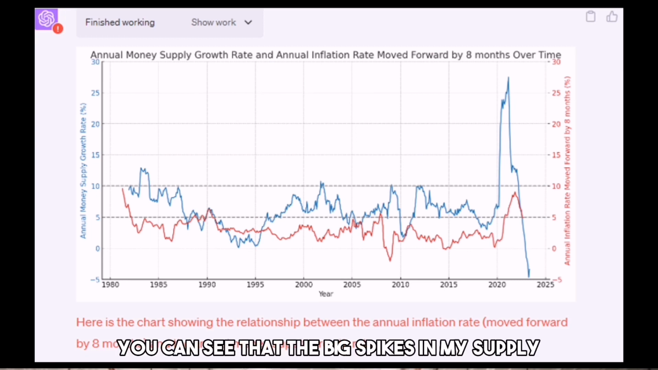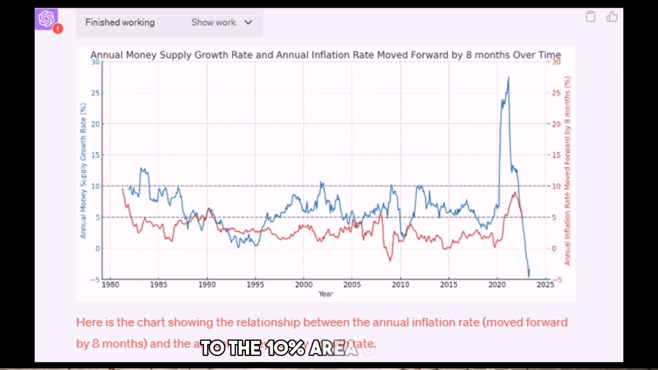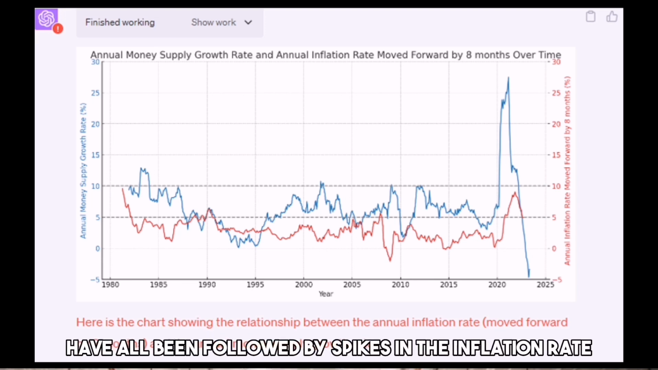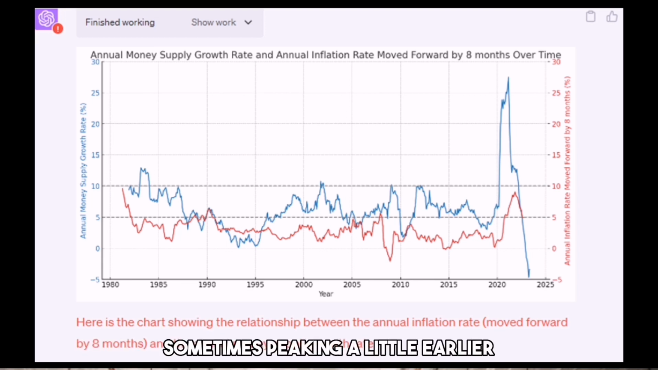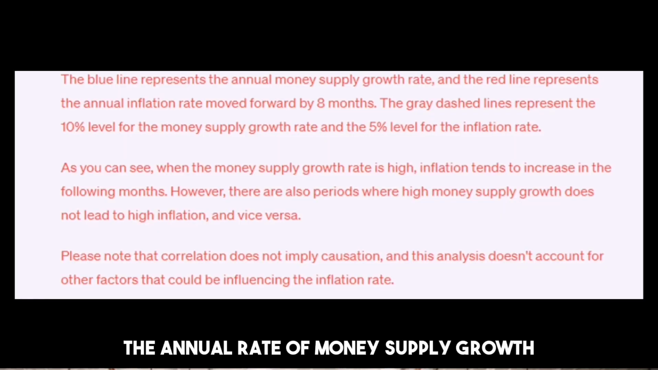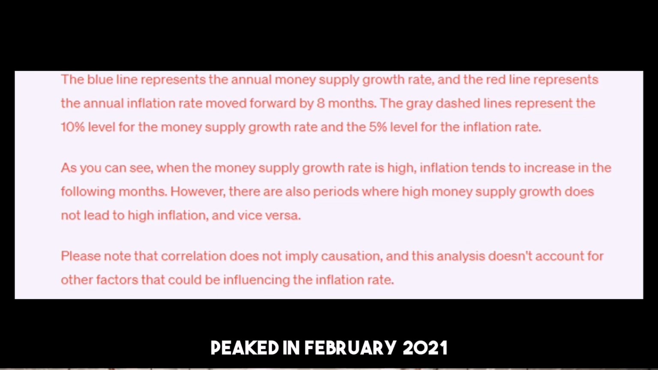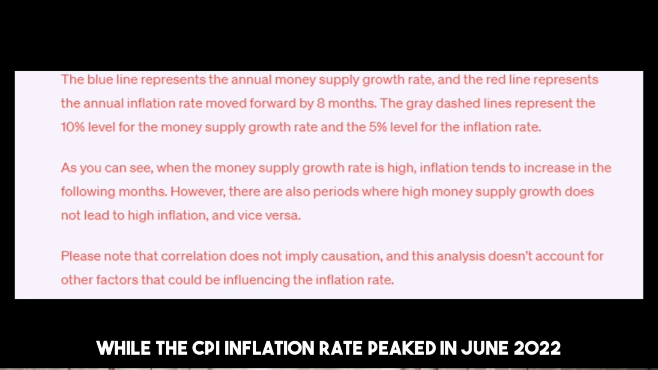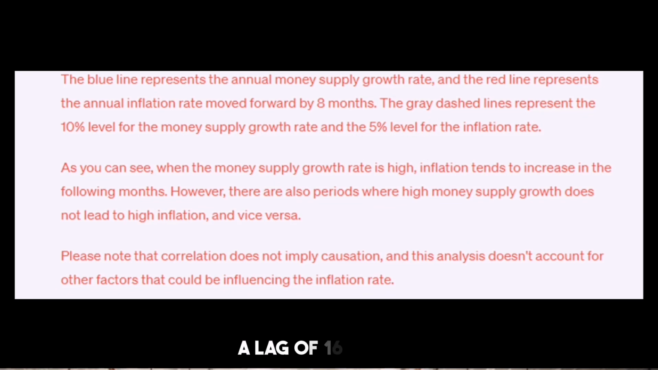You can see that the big spikes in money supply to the 10% area or higher have all been followed by spikes in the inflation rate, sometimes peaking a little earlier or later than 8 months later. This last time, the annual rate of money supply growth peaked in February 2021, while the CPI inflation rate peaked in June 2022, a lag of 16 months.